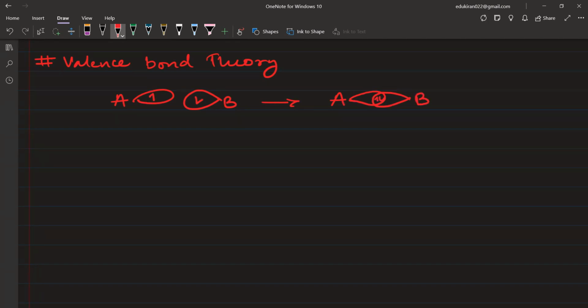Okay, they're going to form a bond like this. So this is the main idea behind your valence bond theory. So please write: covalent bond is formed.